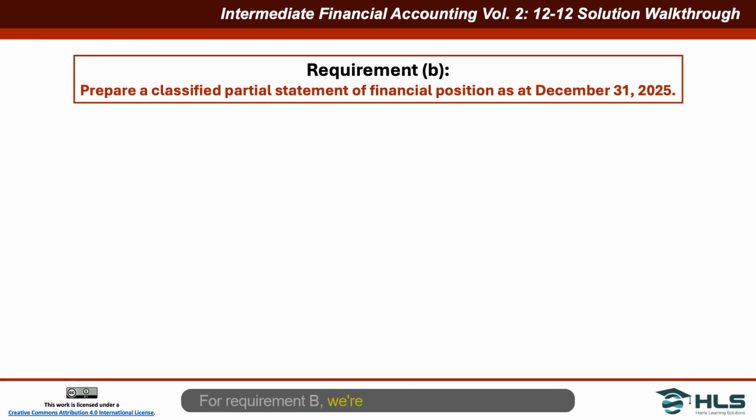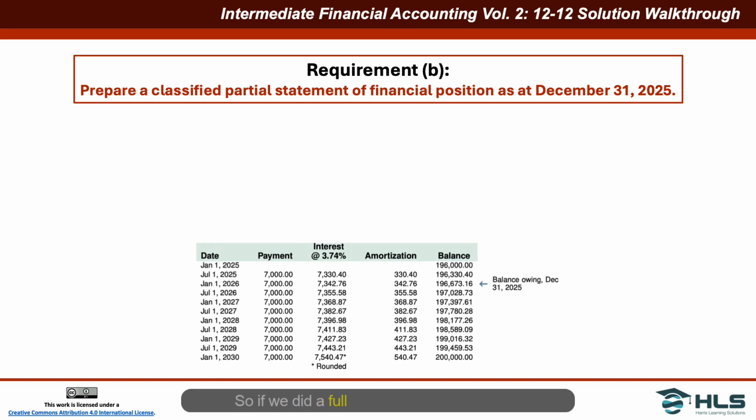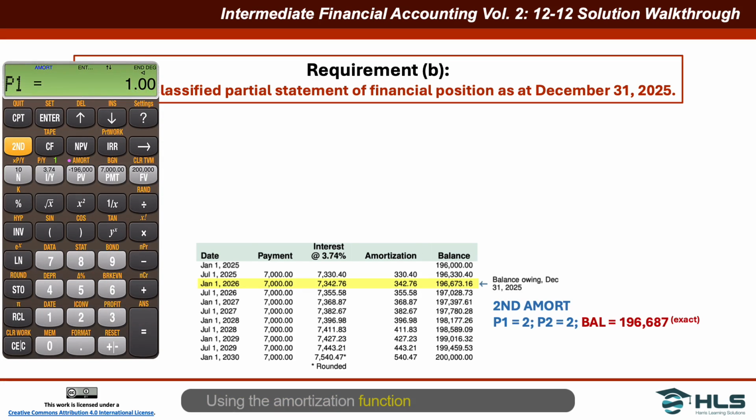For requirement B, we're asked to prepare a classified partial statement of financial position as at December 31st, 2025. So if we did a full amortization table for this, you can see that the balance owing at December 31st, 2025 is $196,673.16. Using the amortization function in the calculator with P1 and P2 both set to 2, the balance is $196,687, which is just a few dollars off the amount in the amortization table, which is based on a rounded market interest rate of 3.74%.